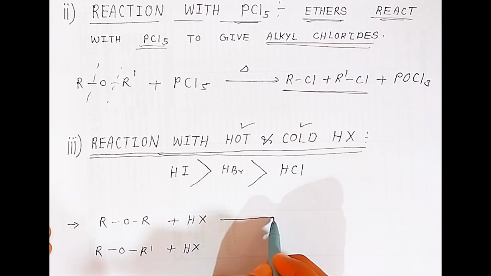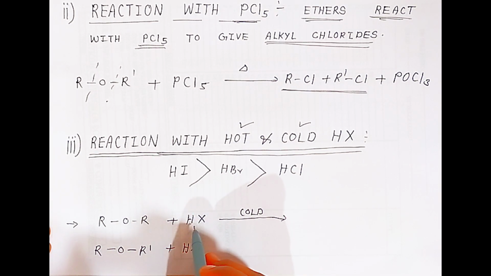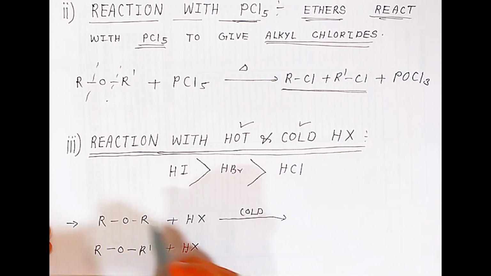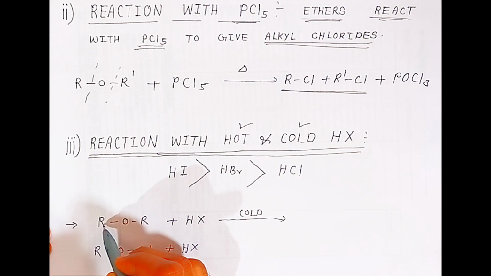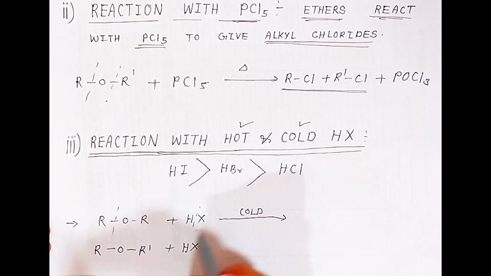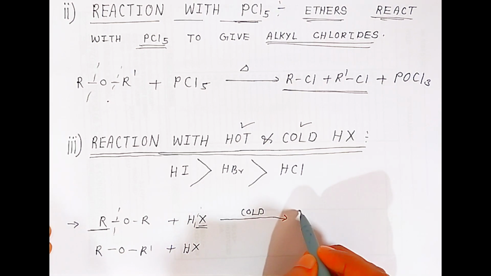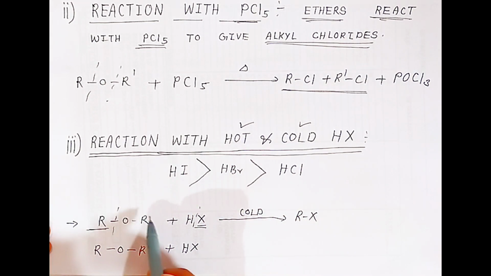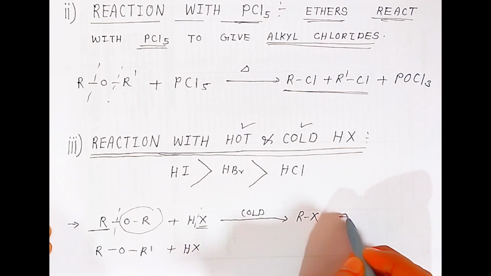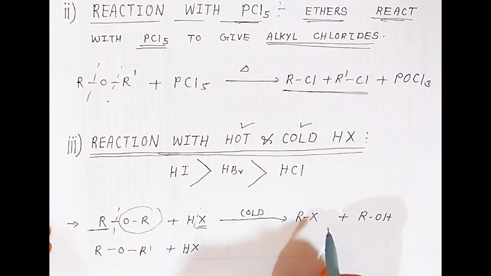Now students, in the cold state, when you add hydrogen halide, you will find a mixture. Here also there is a breaking of the carbon-oxygen bond like this, and the bond will break and it will form an alkoxide. This reacts with the halide of the hydrogen halide and forms RX. The alkoxide then reacts with hydrogen and forms alcohol. So there is formation of alcohol as well as alkyl halide in the cold state.